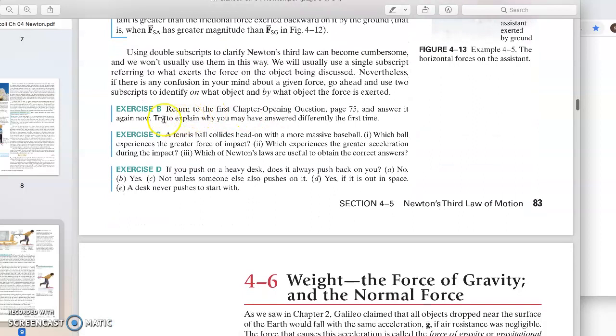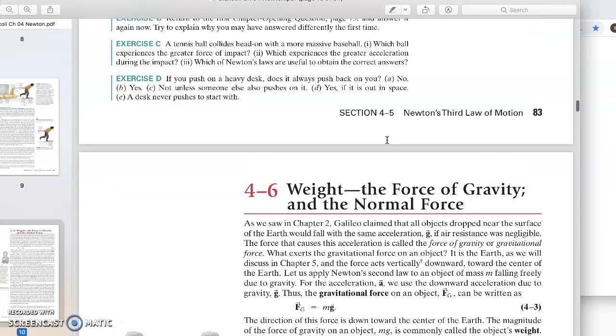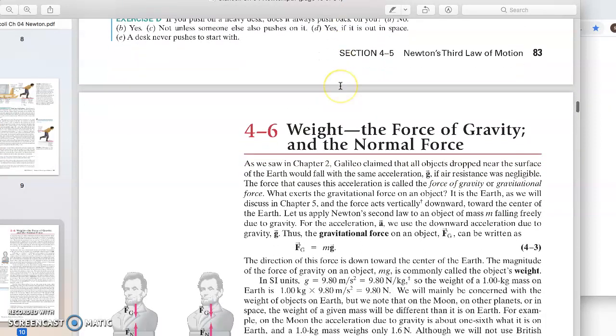And if you can see here, they say in exercises B, C, and D, where we know very well that at the end of the chapter you have the answers for these exercises. Again, at the end of this chapter, the PDF file, you will find the answers for these exercises. One of them says, return to the first chapter opening question, as I mentioned earlier on page 75, and answer it again now, and try to explain why you could have answered in a wrong way at the beginning. So you go through this question, all right, because you have the answers for them.